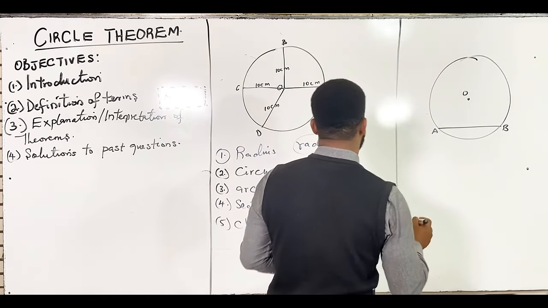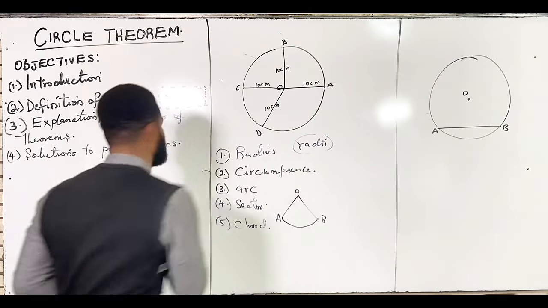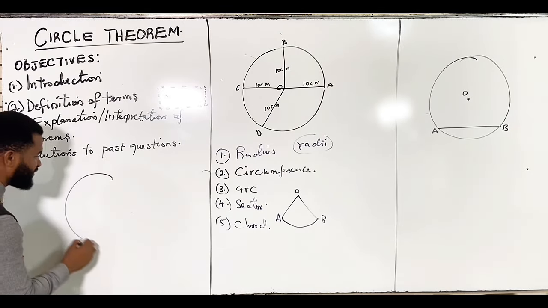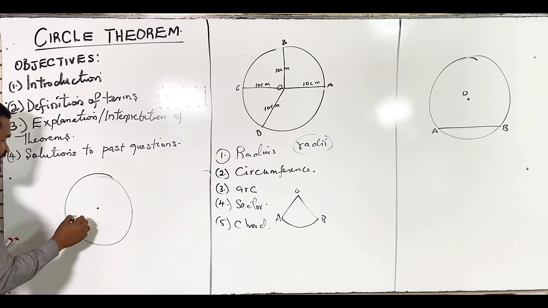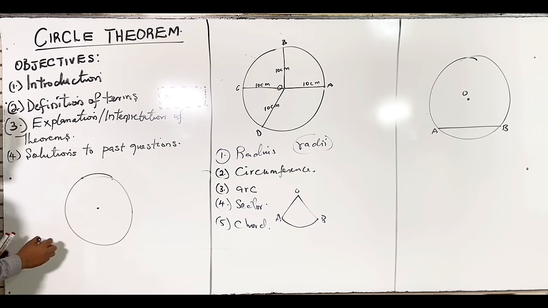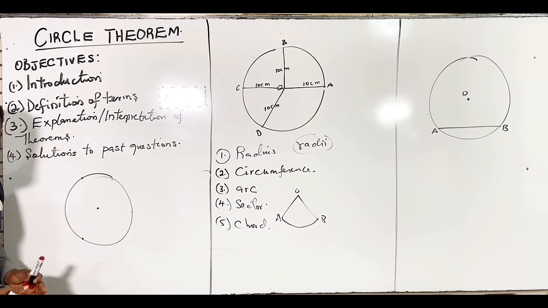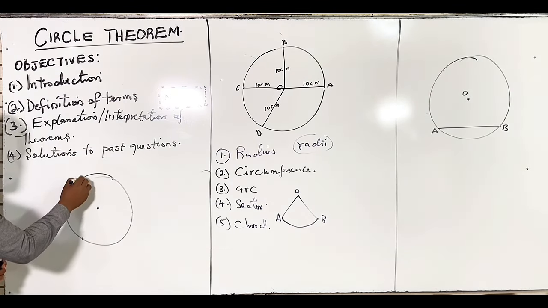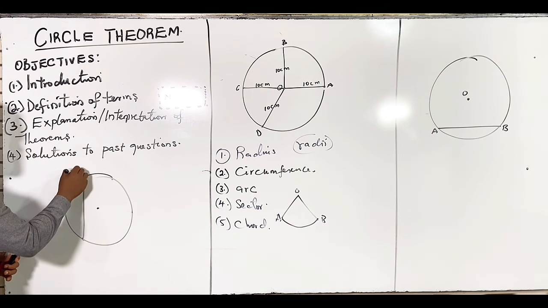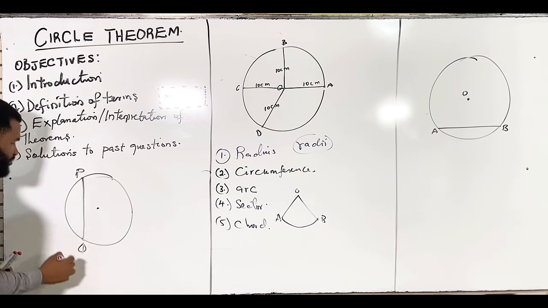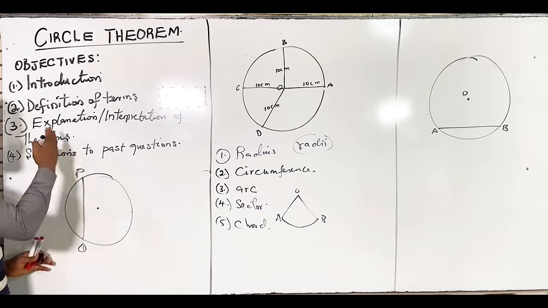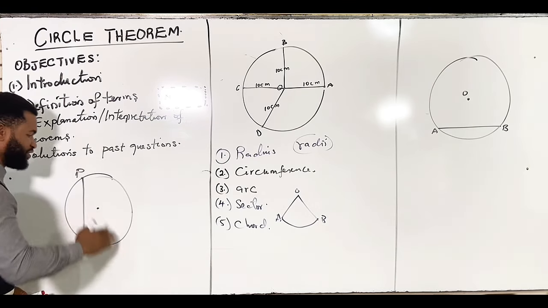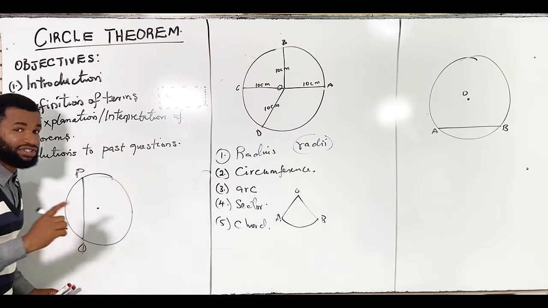We can also have another chord. Another chord can be in this format. Let me draw it here: I have a circle, and this is the center. Then from this part of the circumference to the opposite side, when you join these two points, let's say P and Q, you also form a chord. It can be this way, this way, this way, without passing through the center.